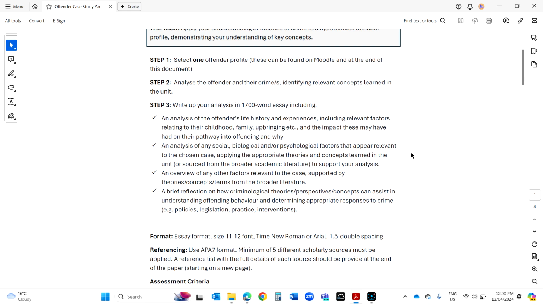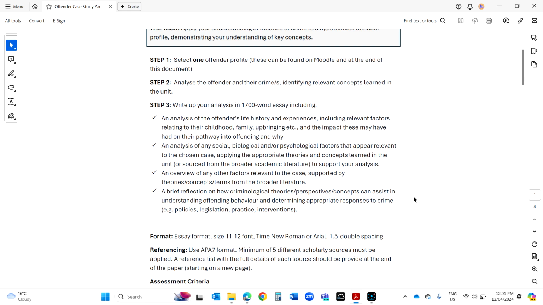Now, it doesn't mean you need to cover it in this sequence. You can have an introduction. You could explain theory 1 first, theory 2 second, and then maybe a sub-theory third. Remembering also that you need to reflect on how criminological theories can assist us in understanding offending behaviour and determining appropriate responses to crime. So in terms of how do we prevent it? How do we punish people? You do need to talk about that, and you could weave that throughout your analysis, or that might be something that you touch on in the introduction.